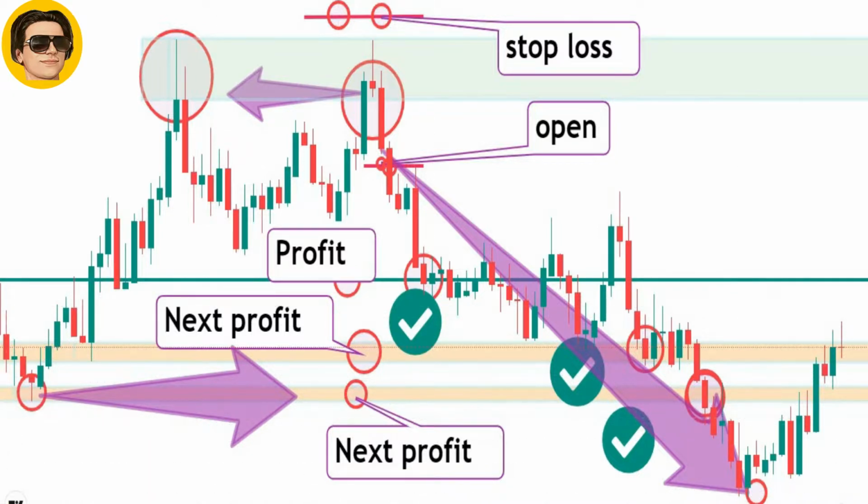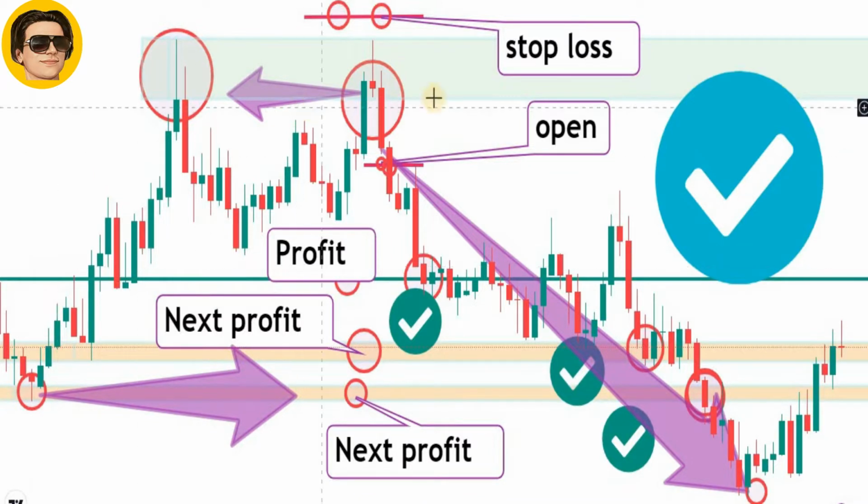Yes, back pattern, star pattern, and I get 3 profits. Very good.